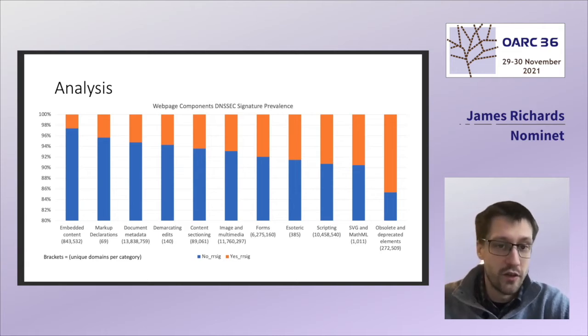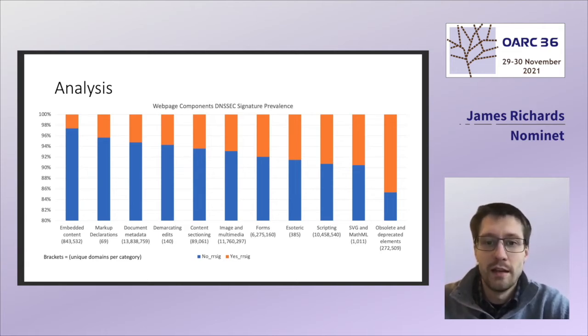There's quite a lot going on here, but I've been through and pulled out some anecdotes about different domains within each category. If we look on the right-hand side, we can see obsolete and deprecated elements. Now, I would have imagined that obsolete web page components wouldn't have been signed. Maybe they're old-fashioned and weren't being looked after, but actually they're the most likely to have a DNSSEC signature out of all of them.